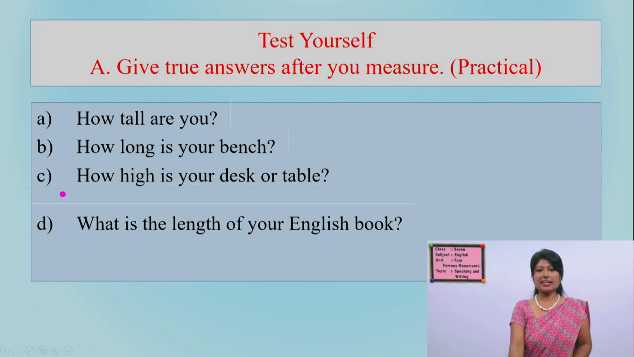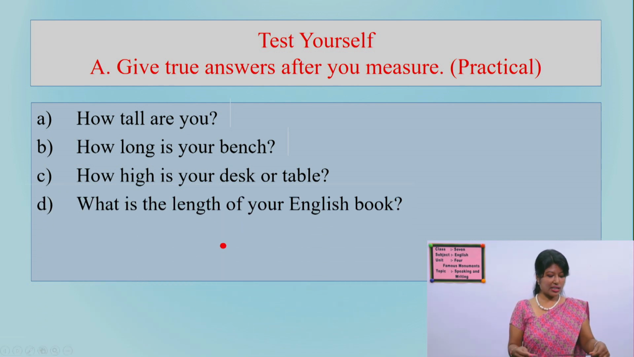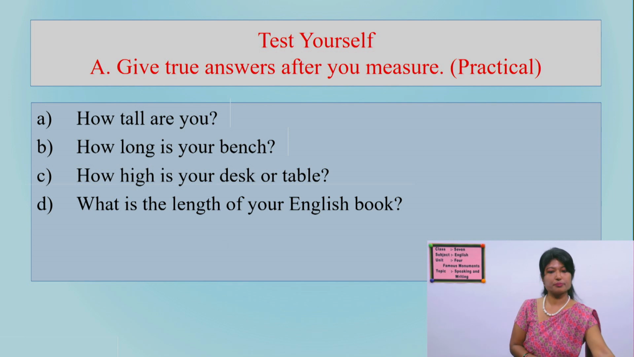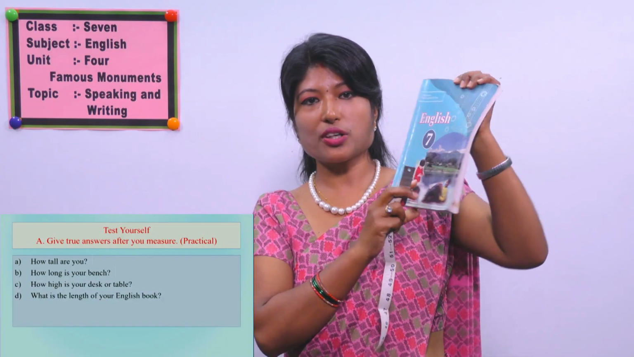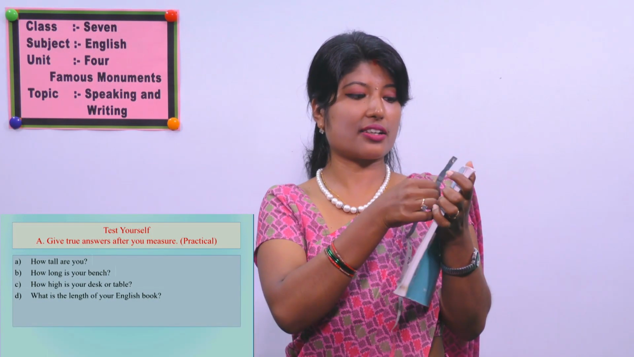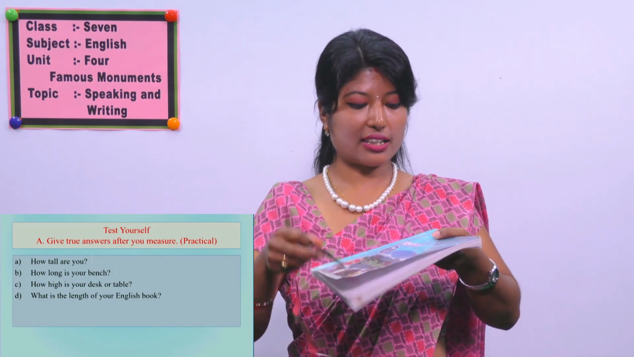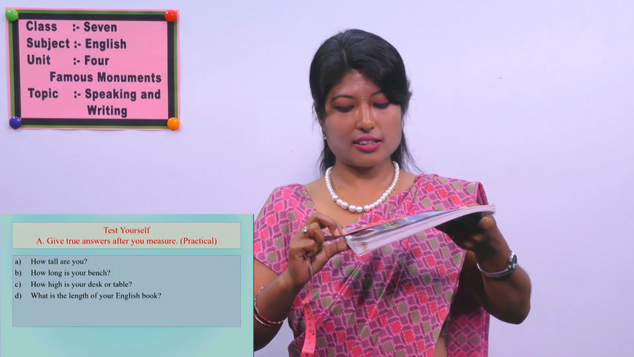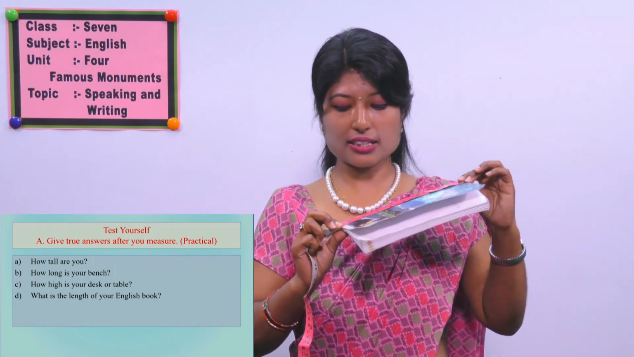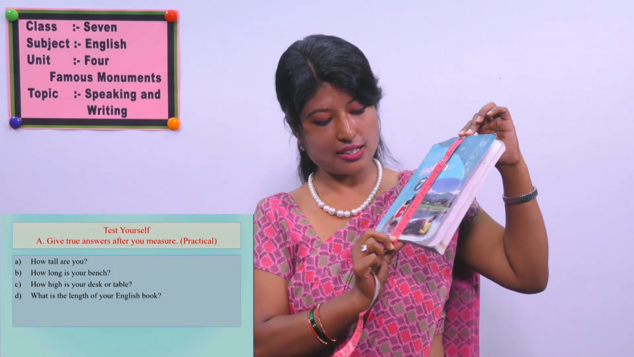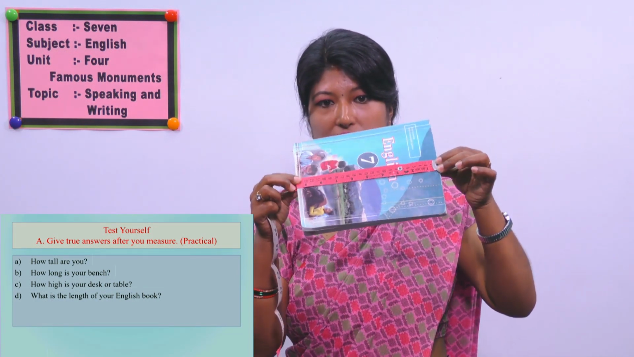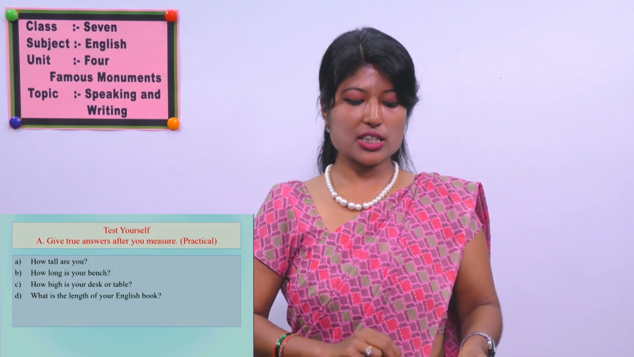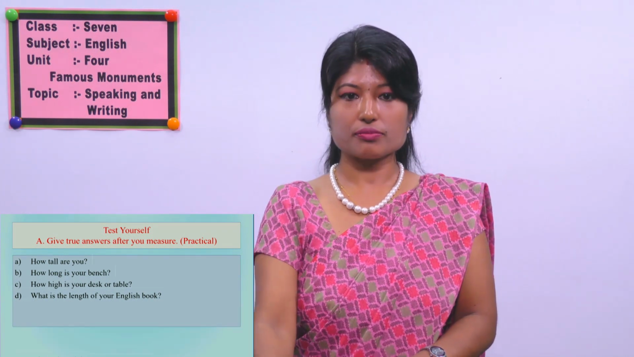Then what is the length of your English book? Okay, let me show you your English book. This is your English book. So what you have to show? Length. Length means like this. The length of your English book is 9.5 inch. Okay, 9.5 inch length. So in this way you can measure your book.